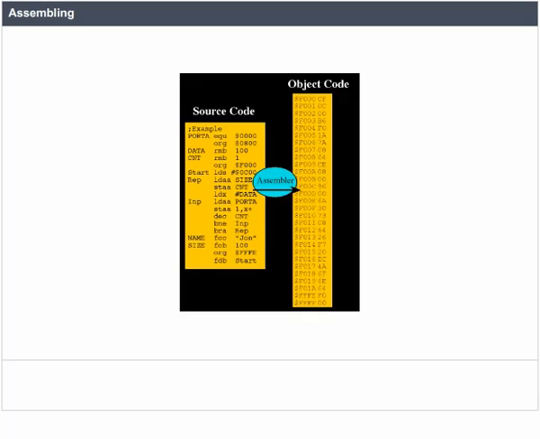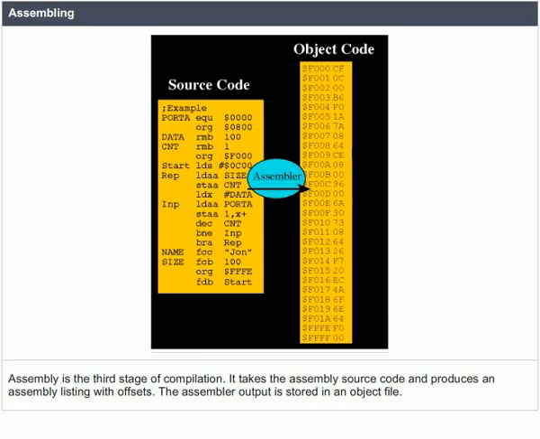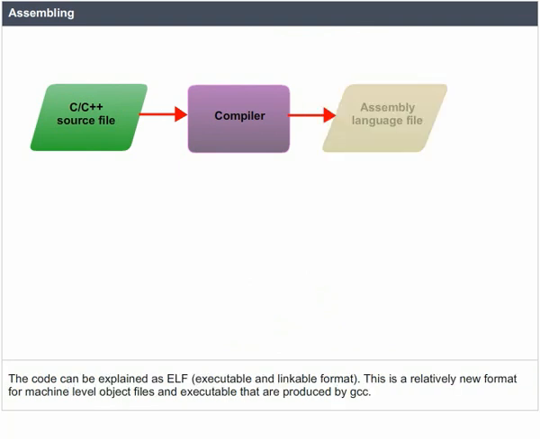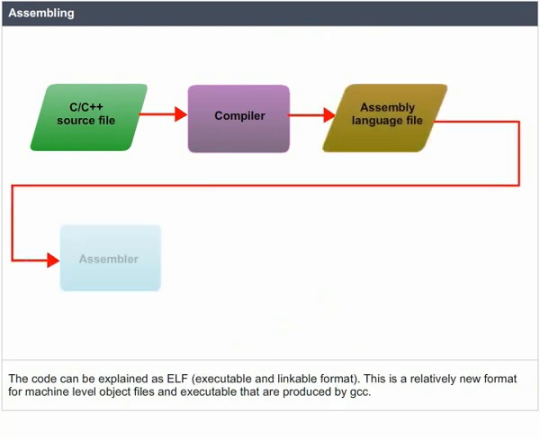Assembling. Assembly is the third stage of compilation. It takes the assembly source code and produces an assembly listing with offsets. The assembler output is stored in an object file. Since the output of this stage is a machine level file, we cannot view the content of it. If you try to open and view it, you will see something that is totally not readable. The code can be explained as ELF, executable and linkable format. This is a relatively new format for machine level object files and executables that are produced by GCC.